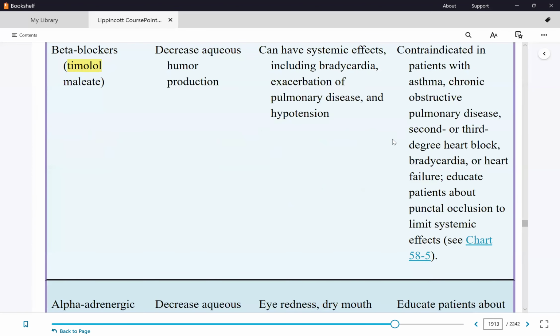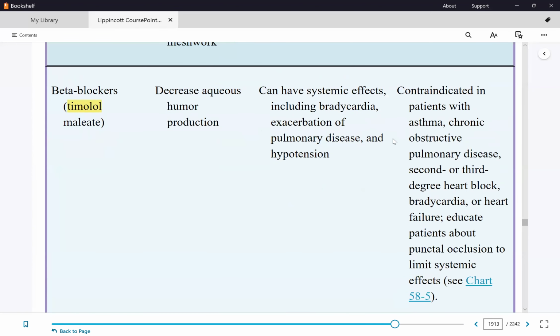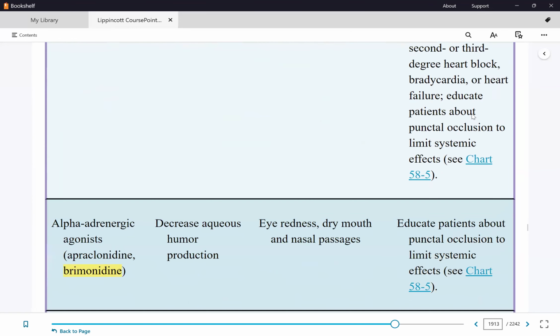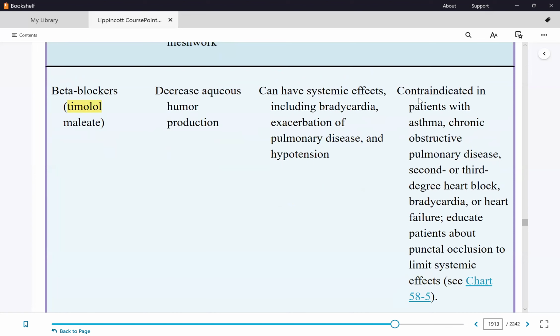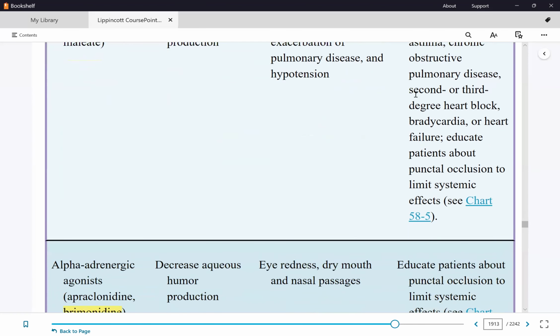Next, Timolol. It's a very common eye drop. It's a beta blocker in the form of an eye drop. So therefore, can it be systemically absorbed? Just like any other beta blocker, it will cause bradycardia and low blood pressure. Since beta blockers are basically vasodilators, right? Therefore they also decrease aqueous humor production.